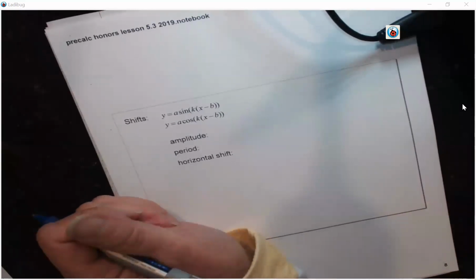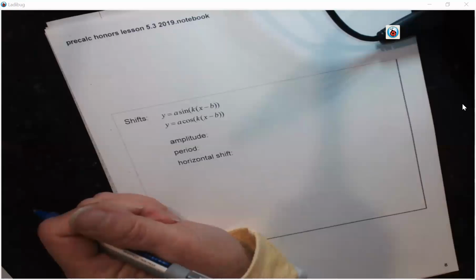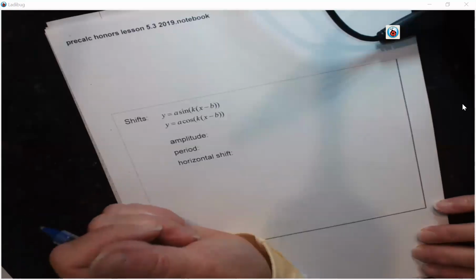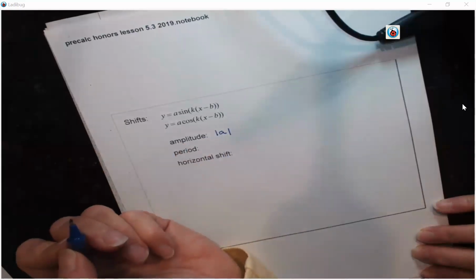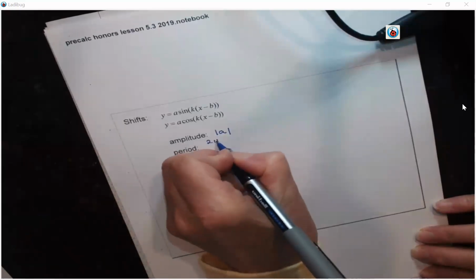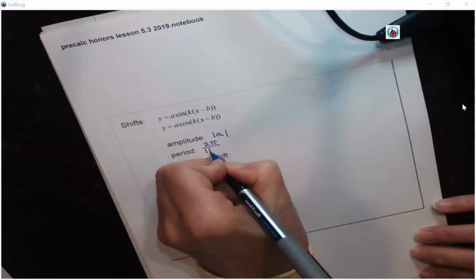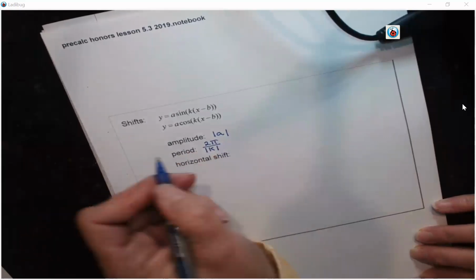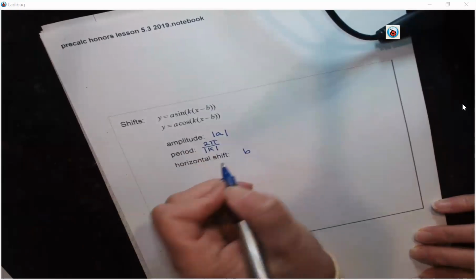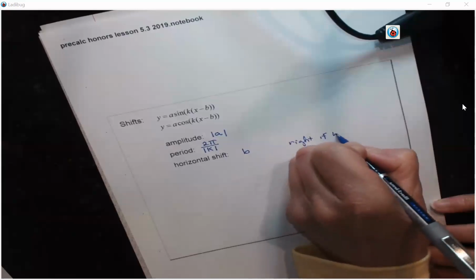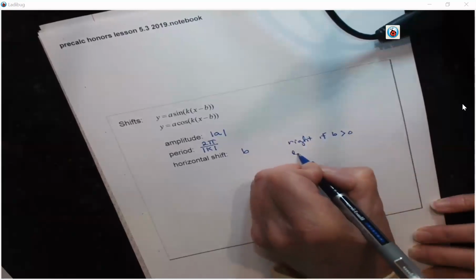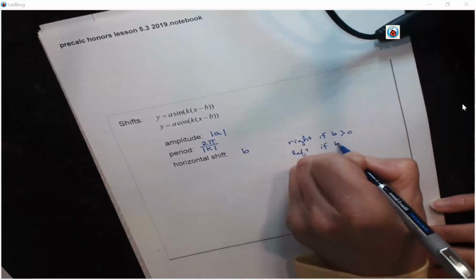All right, so if we have y equals a sine of the quantity k times the quantity x minus b, or y equals a times the cosine of the quantity k times the quantity x minus b, the amplitude is the absolute value of a. The period is going to be 2 pi over the absolute value of k. And the horizontal shift is b, and it's b to the right if b is greater than 0, and it's b to the left if b is less than 0.